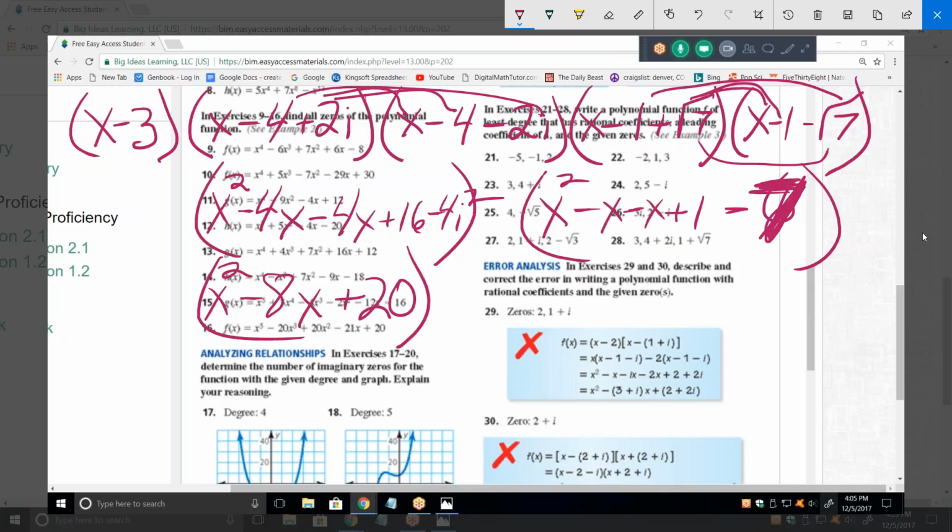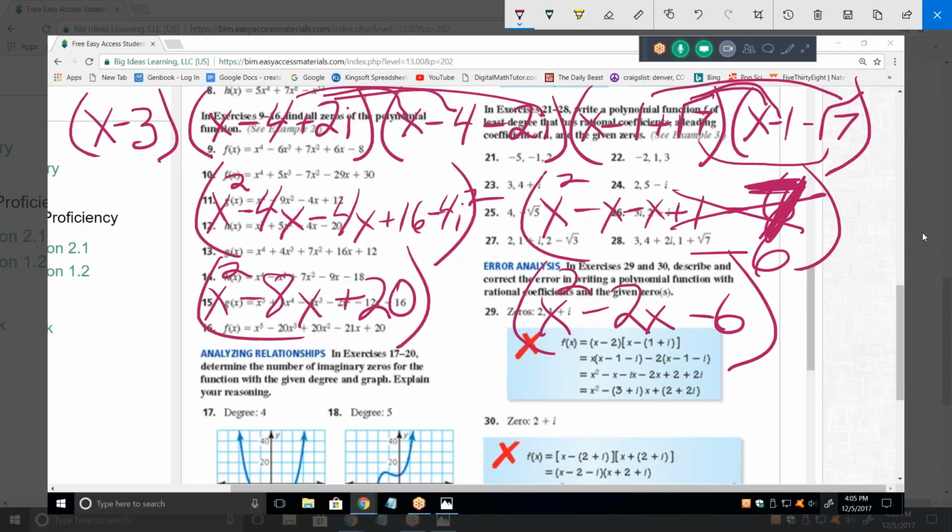I heard what you said and I couldn't help myself but write it. Oh, I see. And you were already combining the two numbers to get minus 6. Okay, so what do you get? You get x squared minus 2x minus 6, right?